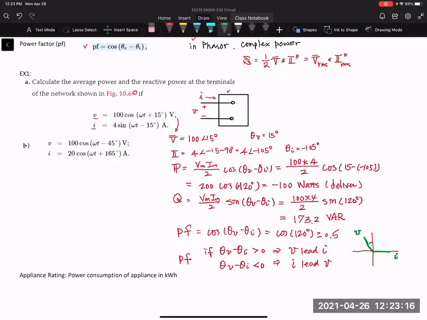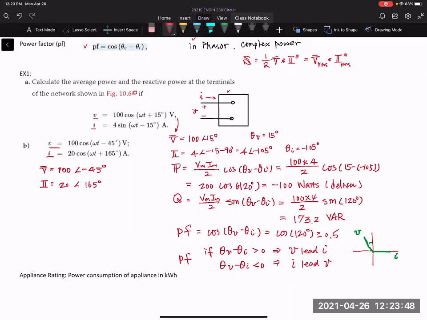Okay, any question about this? Let's work on another one here. So just make sure that you are comfortable about finding these. So now we got the other set of V and I. The first thing you do is change all these to phasors. So there will be V equals 100 with minus 45 degrees. And your I is equal to 20 with 165 degrees.